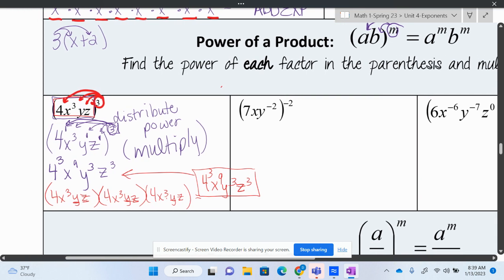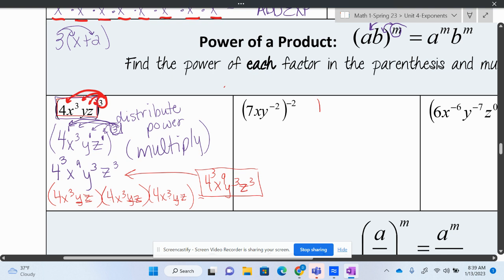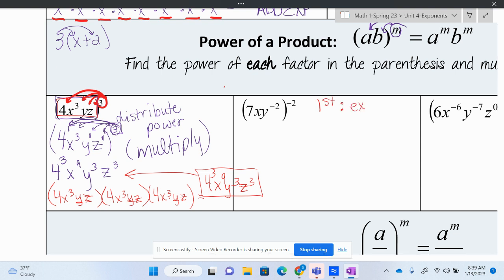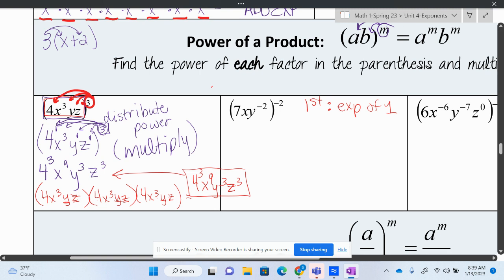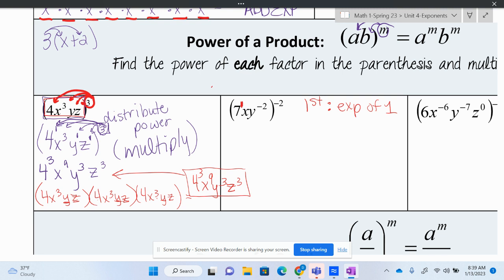So let's practice it again. So let's talk about what we want to do first. First, you want to put exponents of 1. Put an exponent of 1 when the number or the variable doesn't have an exponent on it. So what should I put right next to the 7? A 1. And what should I put right next to the x? A 1. And does the y have a variable?